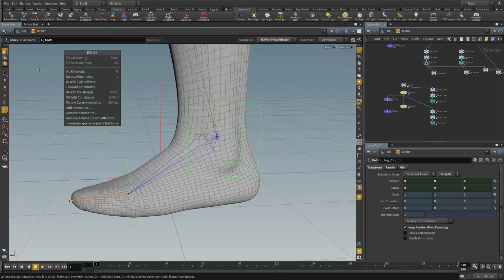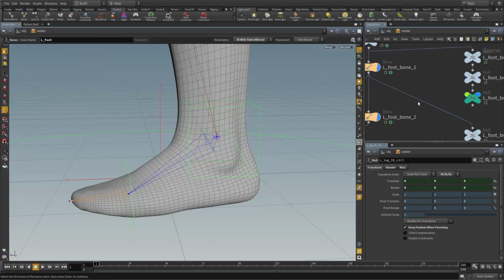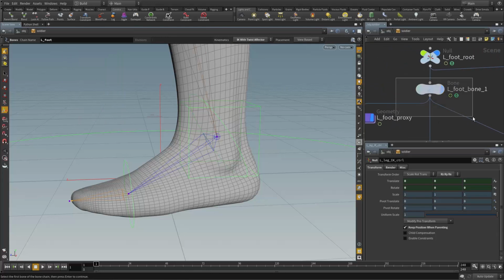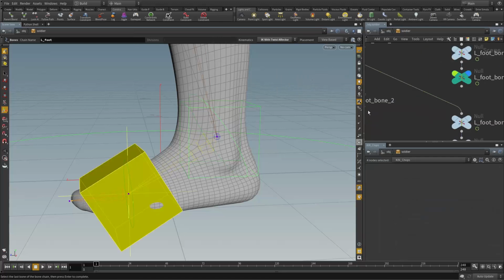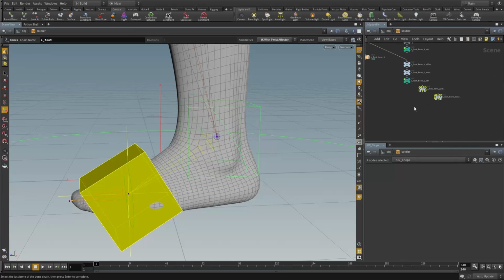I'm going to right-click in the empty area. I'm going to say Add Kinematics. And then we'll select the left foot bone 1 as the first bone of the chain and accept selection. And then we're going to select it again as the last bone of the chain. So as before, we get a couple of new nodes. An IK solver has been added to the kin chops network. So I'll escape out of the Bones tool.